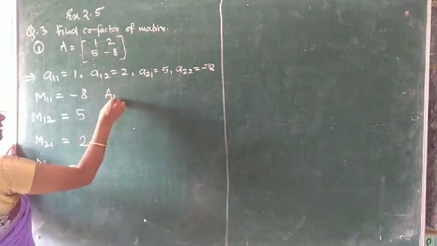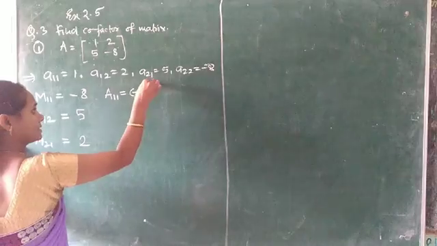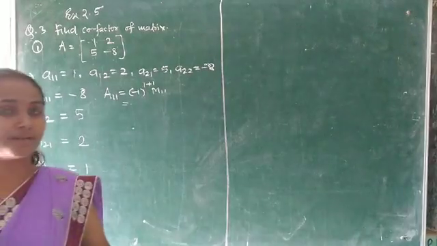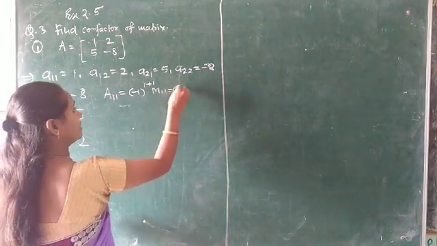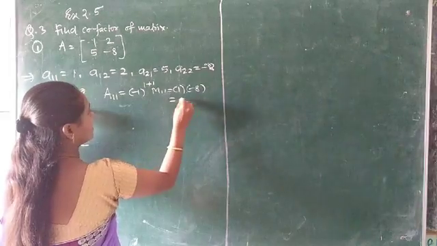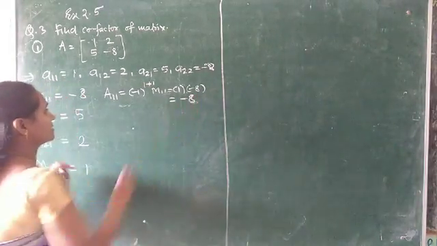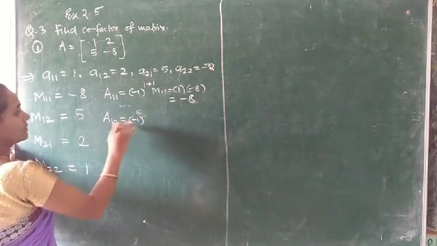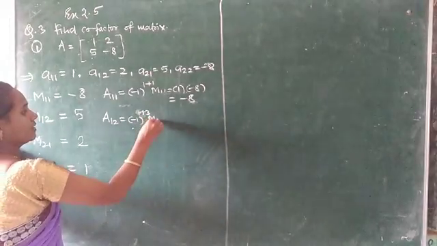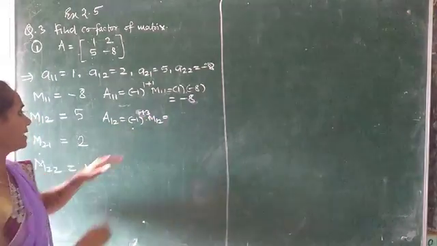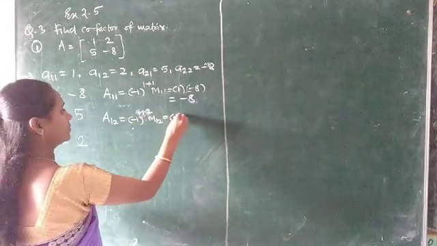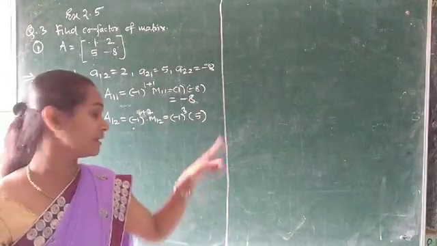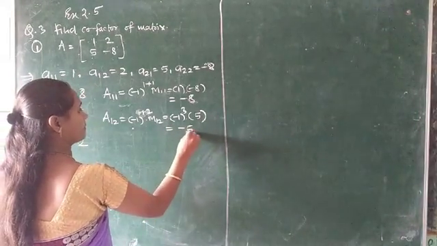Now we find its cofactor. A11 is equal to minus 1 raised to 1 plus 1 into M11. Minus 1 squared is plus 1, and the corresponding minor is minus 8. So 1 into minus 8 is equal to minus 8. Now next, A12 is equal to minus 1 raised to 1 plus 2 into M12. Minus 1 raised to 3 is minus 1, into the corresponding minor 5, that is minus 5.